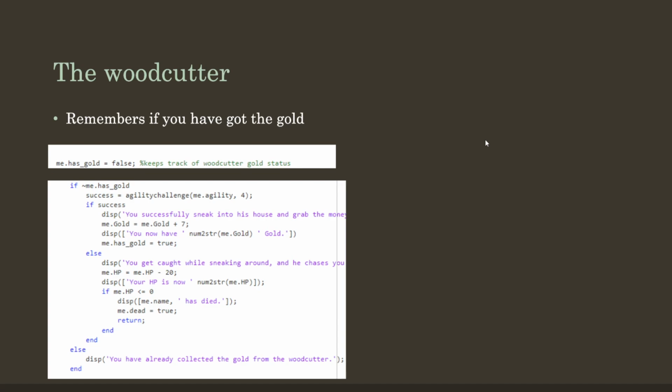So the favorite thing that I did, that I really liked, was I made it to where you couldn't steal from the woodcutter multiple times. So has gold equals false, and whenever you successfully, like if you look at the success after this agility challenge, it says has gold equals true. Because of that, if you look at the top, it says if you don't have gold, you're good to do it, but if you do, then it displays you already have the gold.